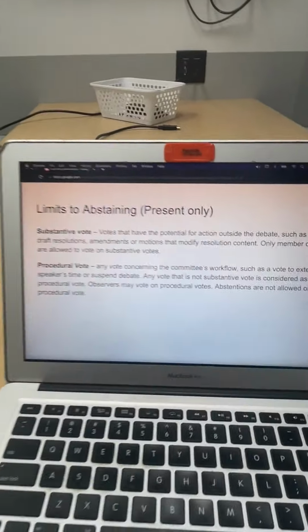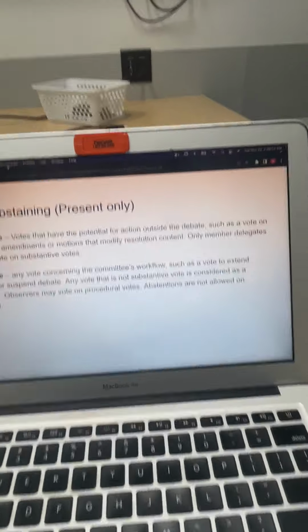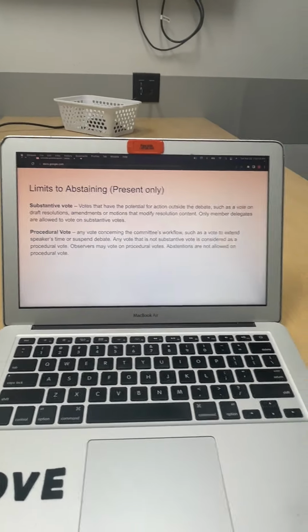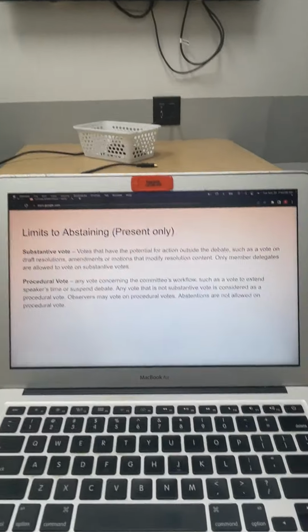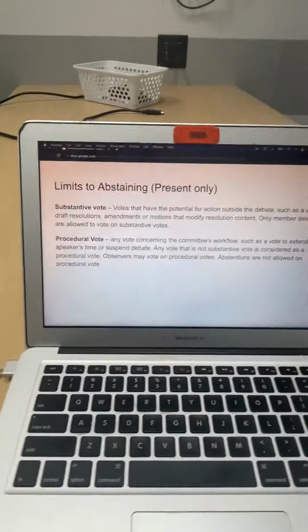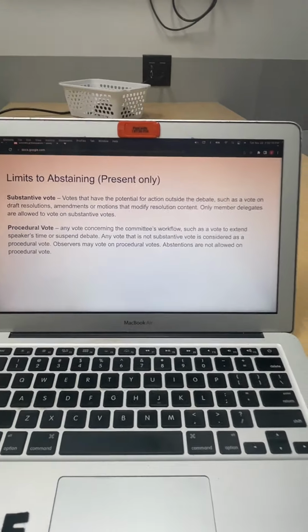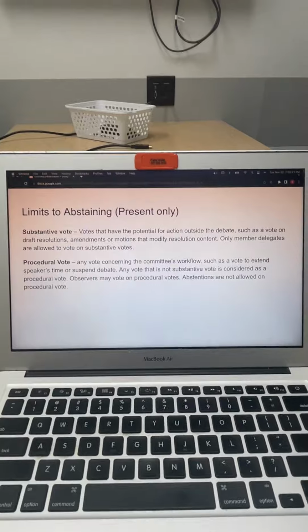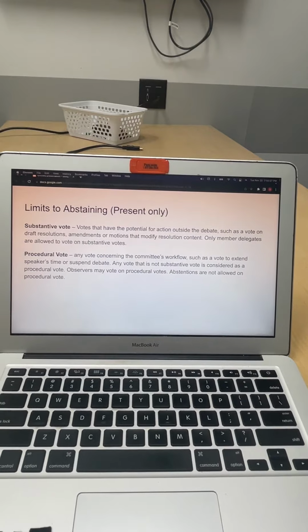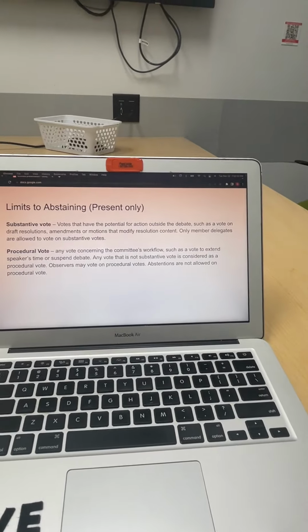So, limits to abstaining. This is for if you're present only. There are times where you do not want to vote, which are during the resolutions, but for procedural votes, you would have to vote because that's how the workflow gets done. Nothing would be progressed if you had 190 people abstaining. Substantial votes are votes that have action for stuff happening outside the debate, such as draft resolutions, amendments, motions, modifying resolutions. If you have been present only, you're allowed to abstain from those. But procedural votes, you are not allowed to abstain from those because they're concerning the committee's workflow.